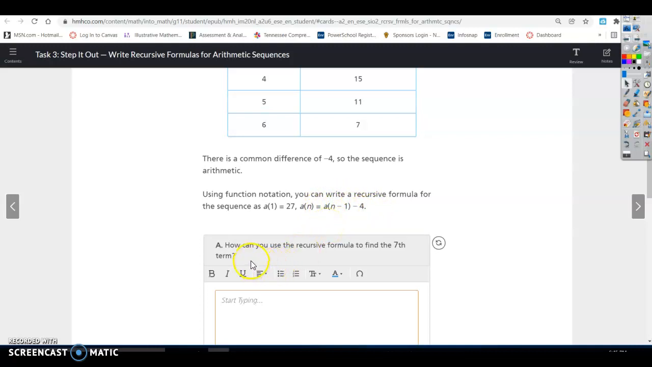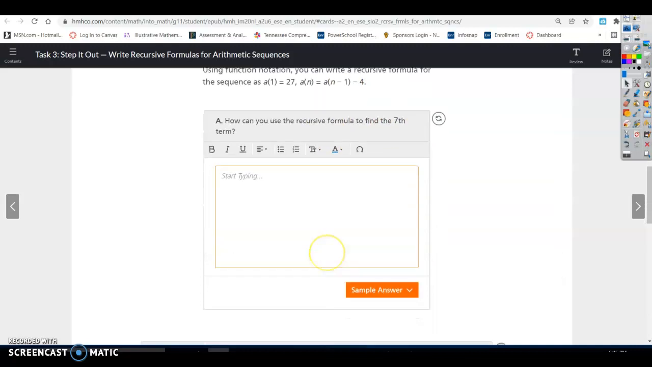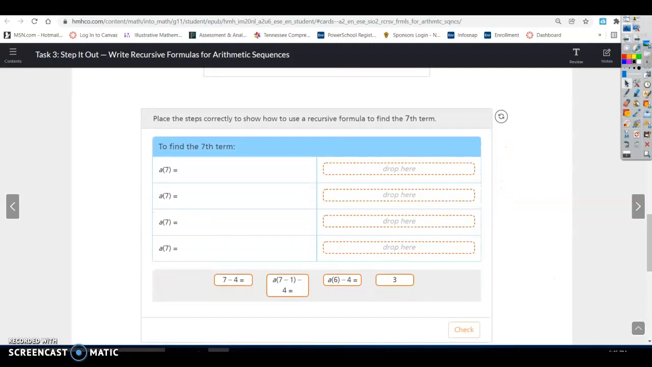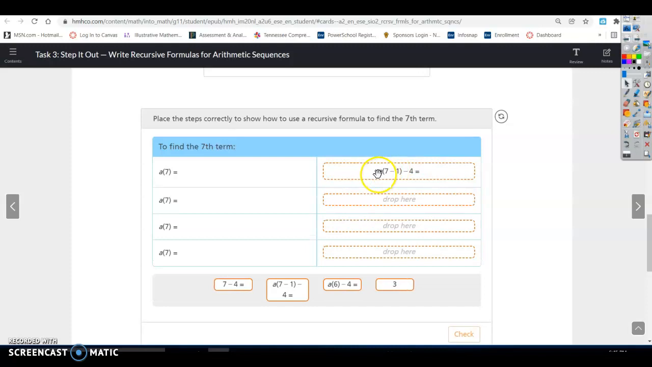All right, it says how can you use the recursive formula to find the 7th term? Well, you would simply plug 7 in for n and then solve. All right, so it says place the steps correctly to show how to use a recursive formula to find the 7th term. So we take the formula, we plug in 7. So we've got a of 7 minus 1 in parentheses minus 4. So we have to evaluate what's in parentheses first. So that's going to be a of 6.